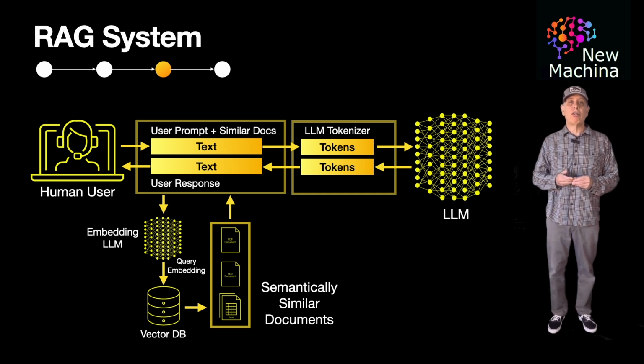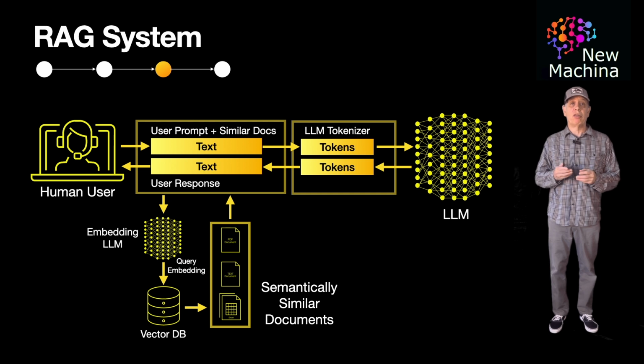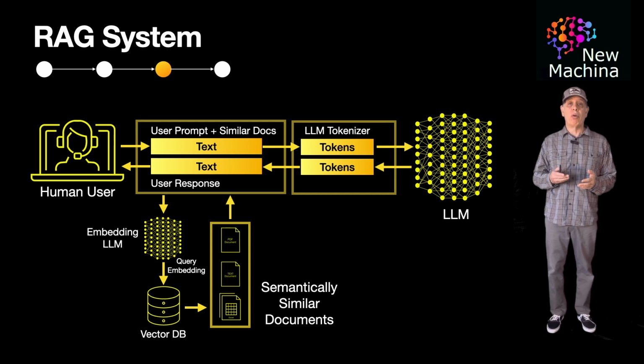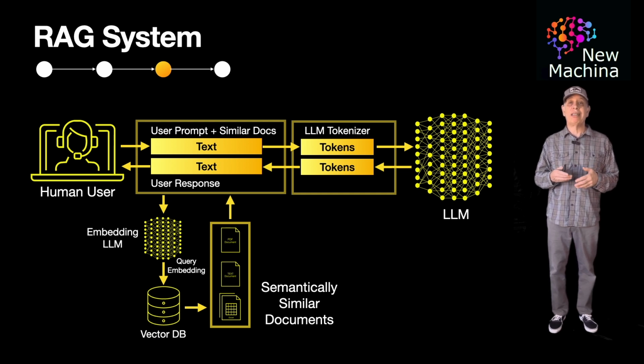The LLM tokenizer converts both the user prompt as well as the semantically similar documents into tokens. The LLM uses both of these to generate a response. The response embedding from the LLM is converted to output tokens, and from there, the output tokens are converted back to text in the user response.